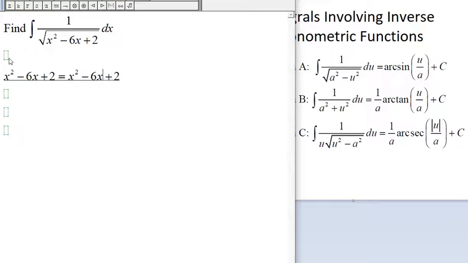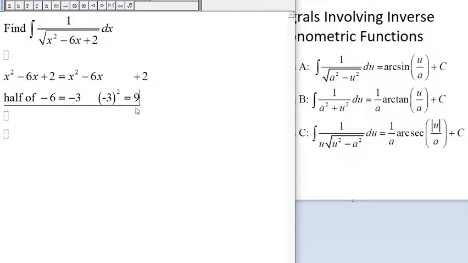So what we do is this. To do completing the square, we do half of negative 6, and then square, which is negative 3. And then if we square the negative 3, this becomes 9. And then what we're going to do is we'll add 9 and subtract 9 right here. So basically we're adding 0, since we're adding 9, then subtracting 9.